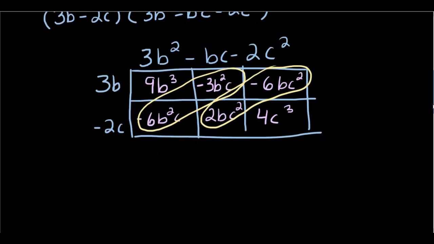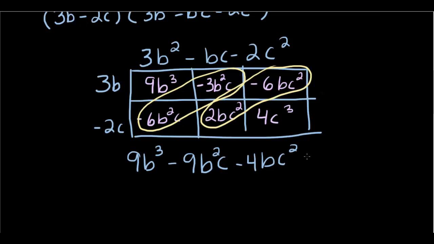So when we write our solution, our answer is going to be 9b cubed, and then we're going to combine these two. So negative 6b squared c minus 3b squared c is negative 9b squared c, and then on these two is going to be negative 4bc squared and then plus 4c cubed, and that will be the answer.